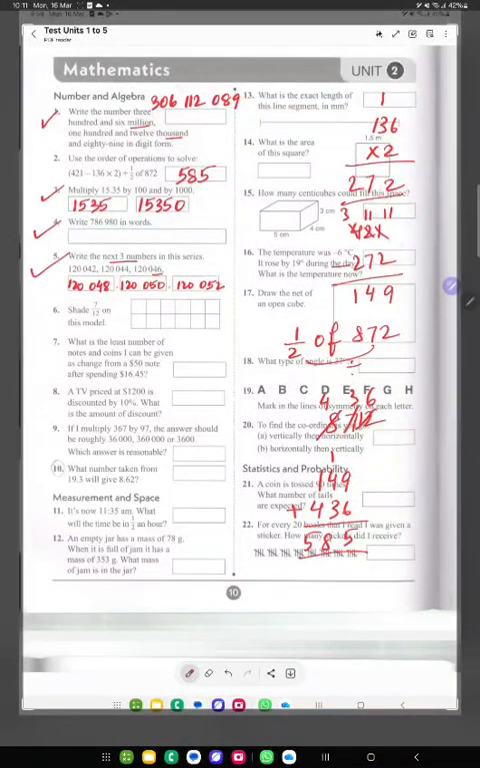In question 6, shade 7/12. So there are 12 boxes. You just need to shade 7 of the boxes. So for the fraction. Question 7. What is the least number of notes and coins I can be given as change from $50 after spending $16.45?